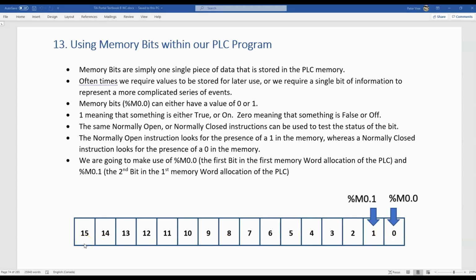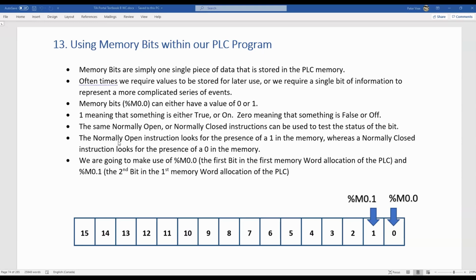And as we go forwards, we'll look at bits and words and double words, and they'll start to make a lot more sense as we start to build up our knowledge of the PLC environment. Okay, we're still making use of the normally open and normally closed instructions. Normally open still looks for the presence of a 1, and a normally closed is still looking for the presence of a 0 in the memory. But we're just changing from physical bits to memory bits.